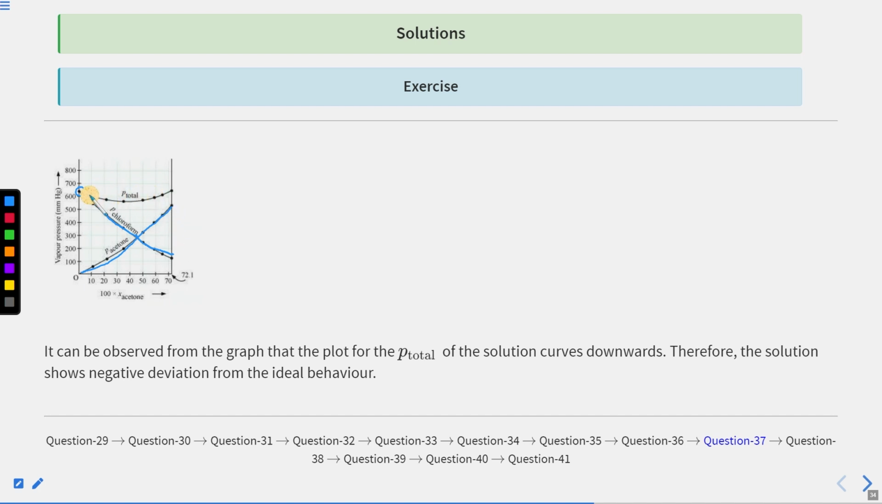Now if you see this graph, you can observe that this is not linear. If it had been linear, it would look like this and not a curve, right? The graph should have appeared like this for an ideal solution, but you can see that it is deviated in the negative part by some value. So the solution of chloroform and acetone shows a negative deviation.